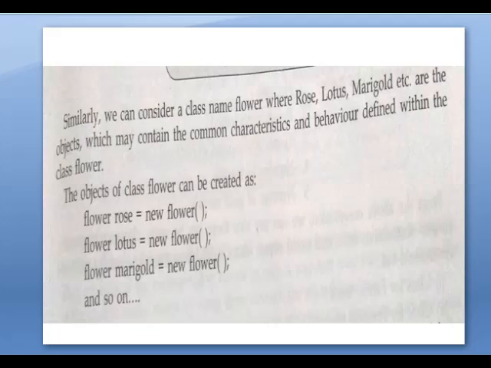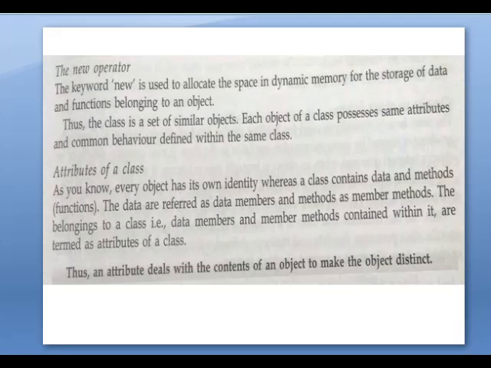Now students, we are going to see the use of the new operator. The keyword new is used to allocate space in dynamic memory for the storage of data and functions belonging to an object. So to allocate the dynamic memory for the storage of data and functions belonging to an object, we use the keyword new.